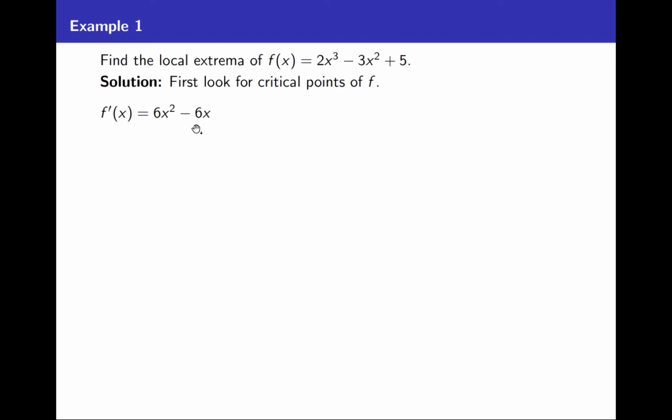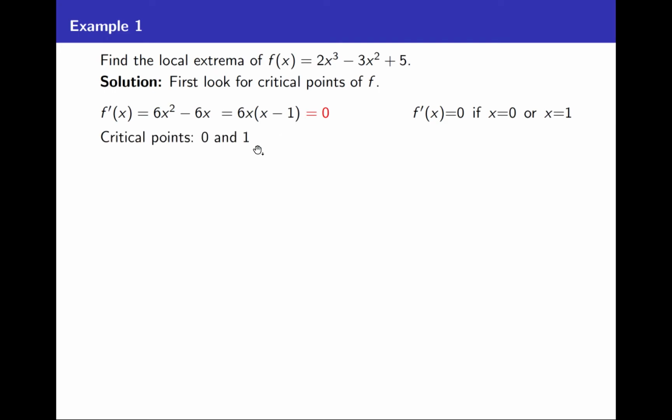Now, in solving an expression equal to 0, one way to do that is to factor the expression. So let's start there. We could factor a 6x out of here. So f prime is 6x times x minus 1. And we set that equal to 0. And you can just read off your solutions, x equals 0 and x equals 1. So the derivative f prime of x equals 0 if x is 0 or x is 1. So 0 and 1, therefore, are our critical points.